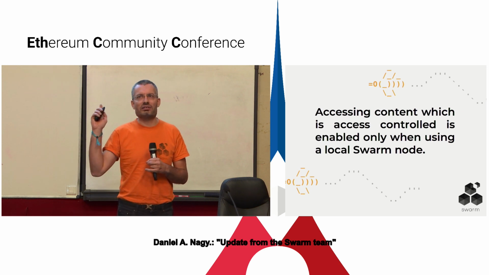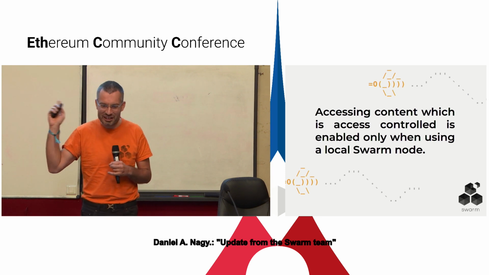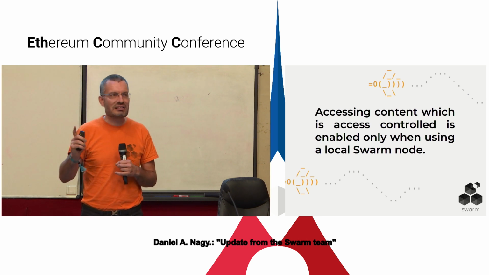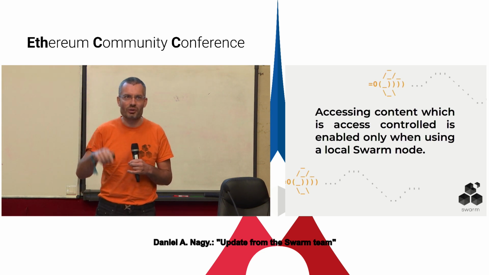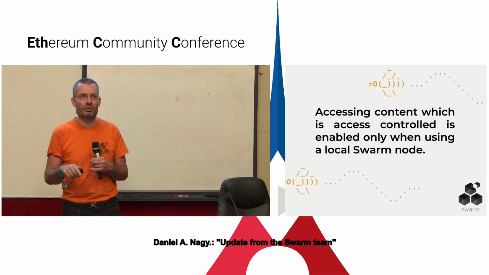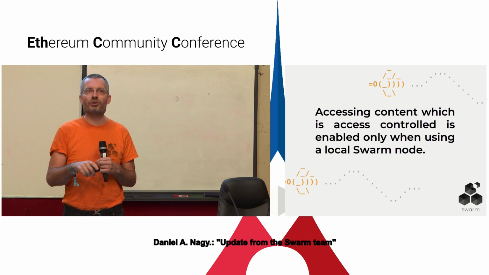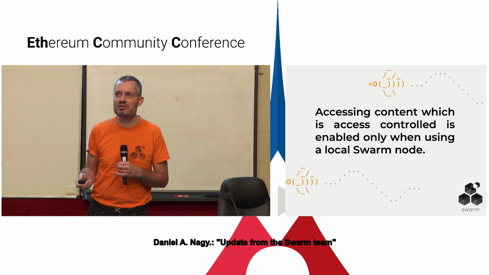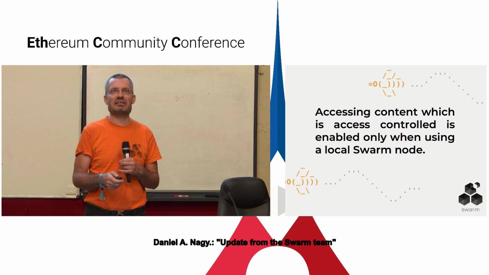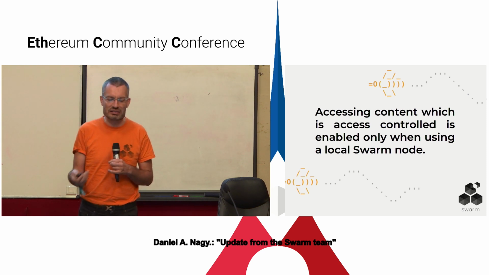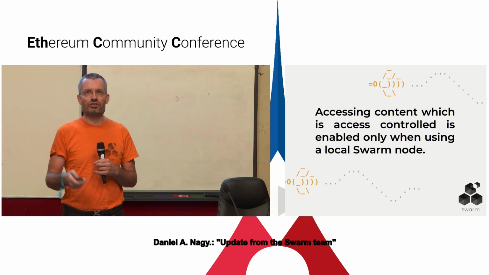Very important, so this has a separate slide. Please take note of it. Access-controlled content can only be accessed on your local swarm node. You cannot do it with public gateways, the reason being that if you could, then the public gateways could spy on you. So if you want to access encrypted swarm content, run your own swarm node.